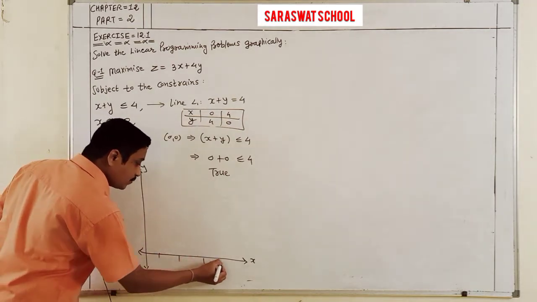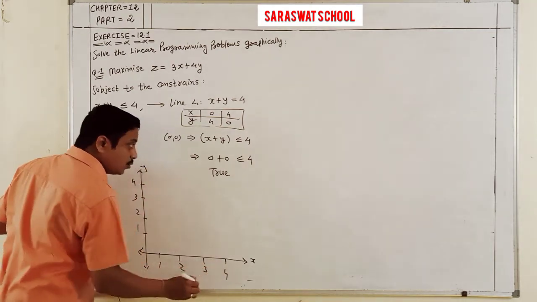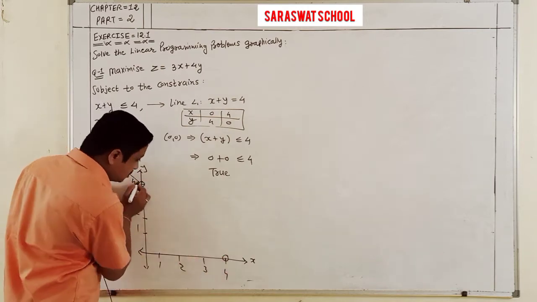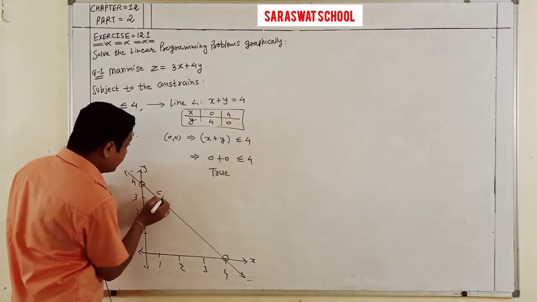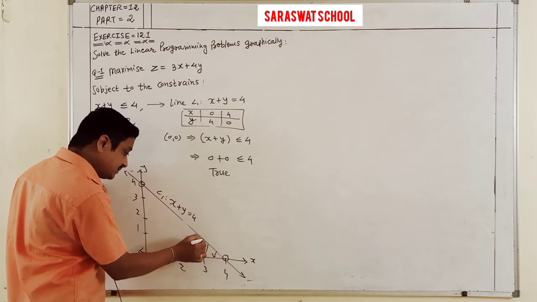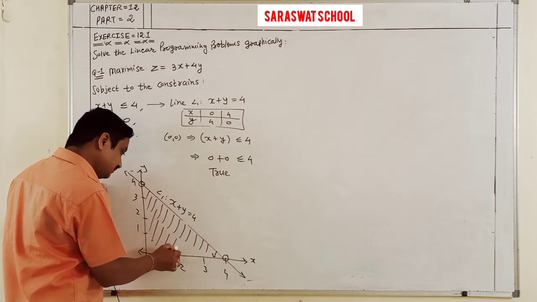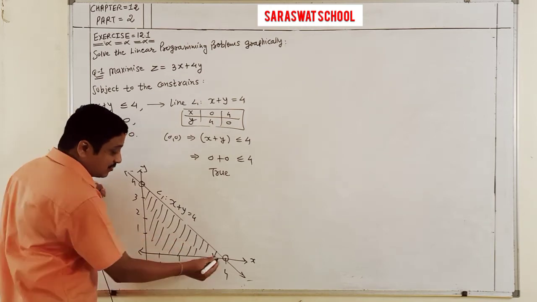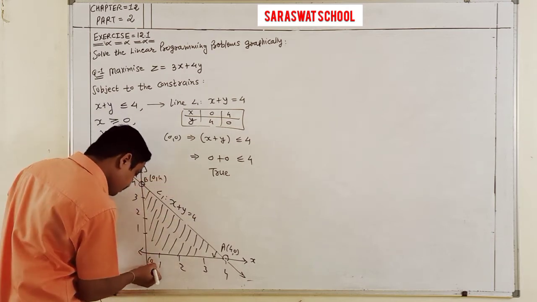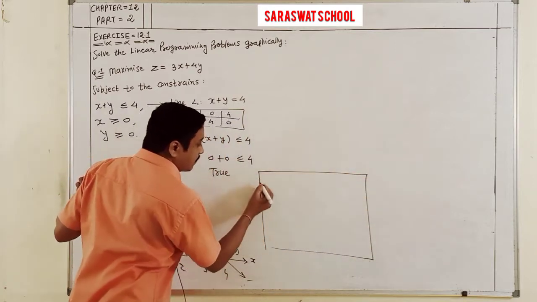Yes, 1 2 3 4, and 4 3 2 1, 1 2 3 4. It is 0 4, 4 0. Just connect the line L1. x + y is equal to 4, and your graph is towards the origin side, this side. That's it. And definitely you have the corner points 4 0, 0 4 and 0 0. So my last answer table here is done.